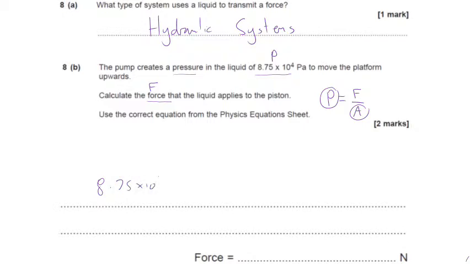8.75 times 10 to the 4 is equal to force divided by the area, which from the last part of the question was 1.76 times 10 to the minus 2 meters squared. So to rearrange this, we need to multiply 8.75 times 10 to the 4 by 1.76 times 10 to the minus 2. That gives us 1,540 newtons.